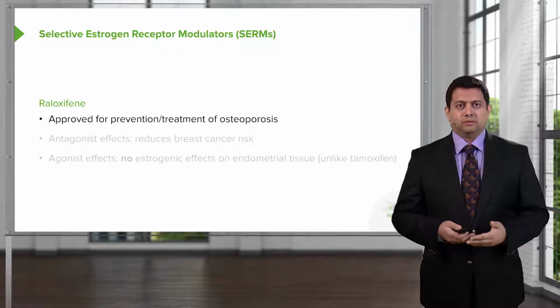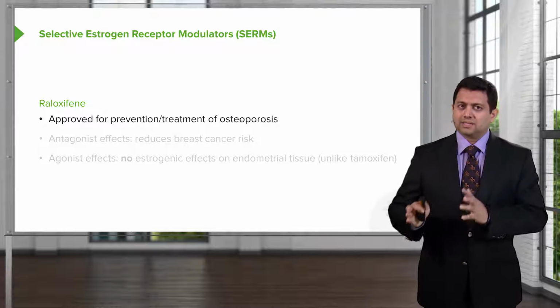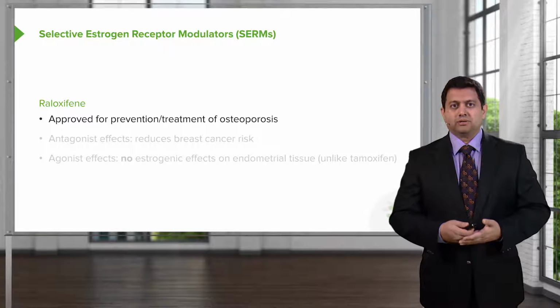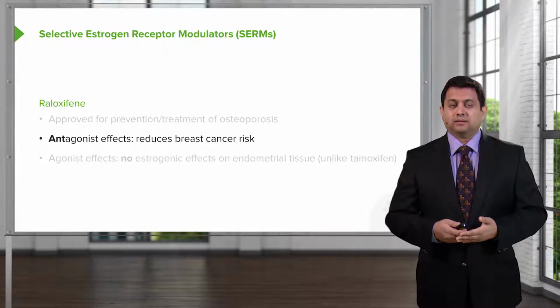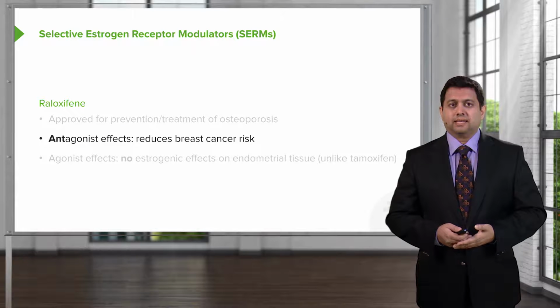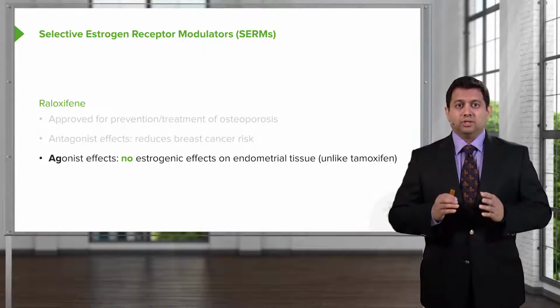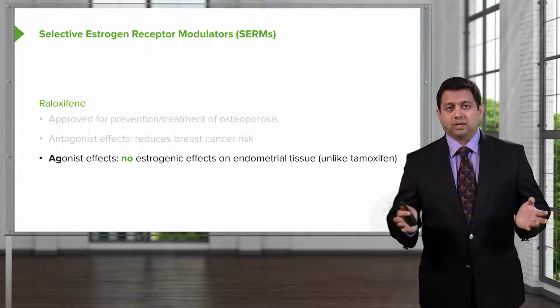The next of the SERMs that is important to know is raloxifene. Now, raloxifene is used in a slightly different therapeutic area. It is approved for the prevention and treatment of osteoporosis. It has antagonistic effects that include reducing the risk of breast cancer, but in terms of agonistic effects, there is no estrogenic effect on endometrial tissue, which is unlike tamoxifen.